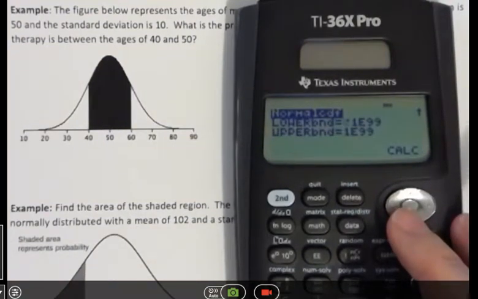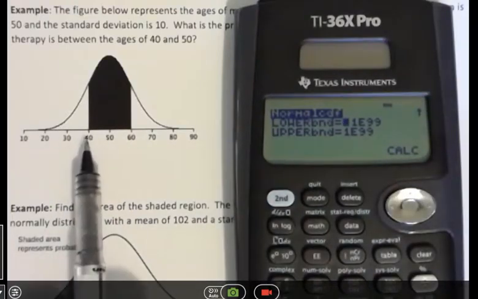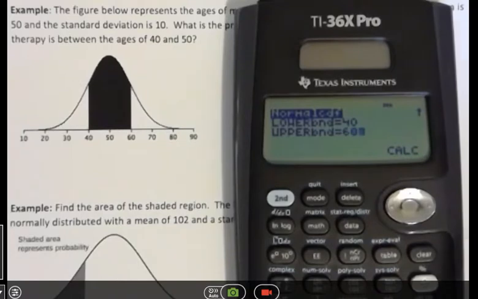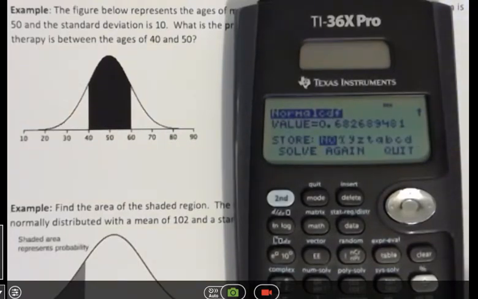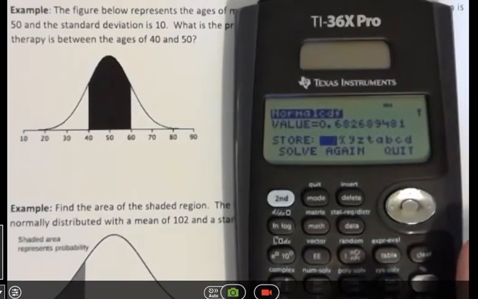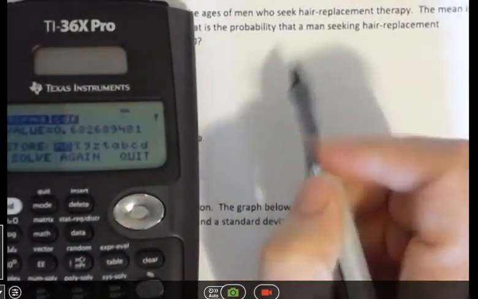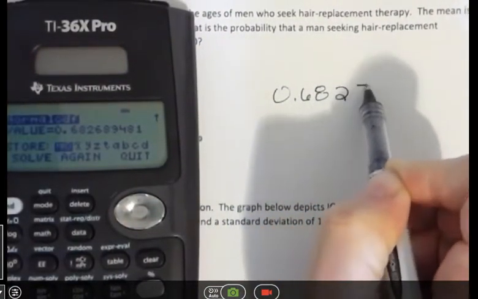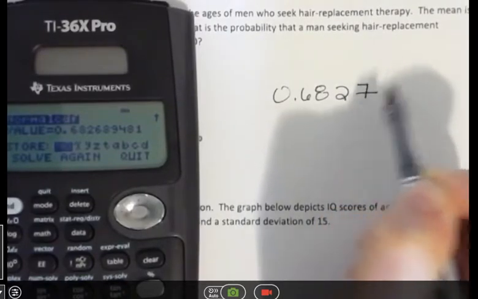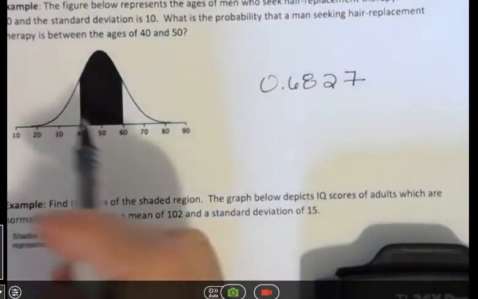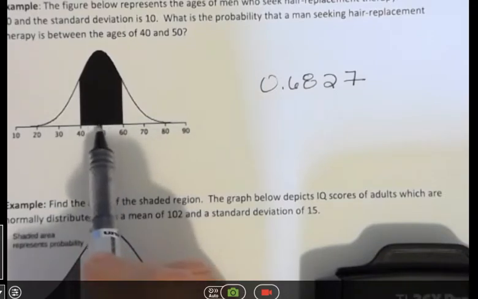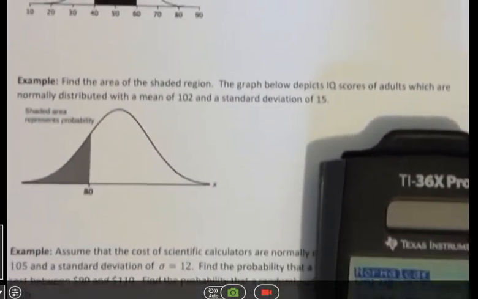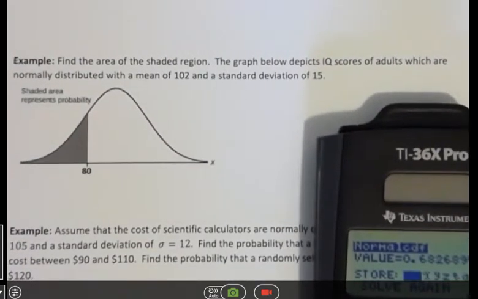And now I can hit down and I want to know from what range. I'm looking at 40 up to 60. And that gives me the area of 0.6827, if I round to the 4 digits. So the area under the curve, so 68% of the men seeking that therapy would be between the ages of 40 and 60.